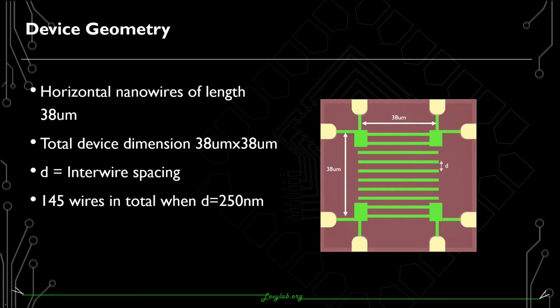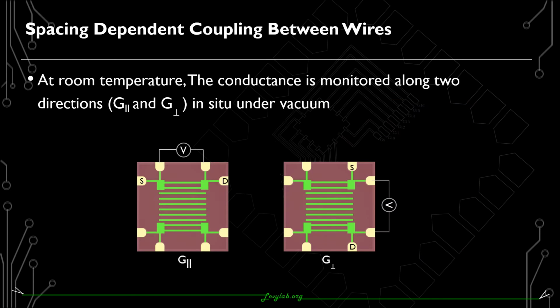The device here is a collection of horizontal nanowires of length 38 micrometers. D represents the spacing between the wires. At room temperature, we monitor the conductance along two directions. S and D stand for source and drain, and the first figure shows the voltage measured parallel to the direction of the wire, and the conductance is labeled G parallel. Similarly, along the vertical we have G perpendicular.